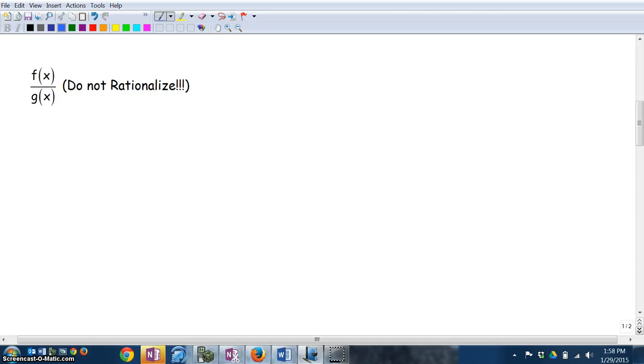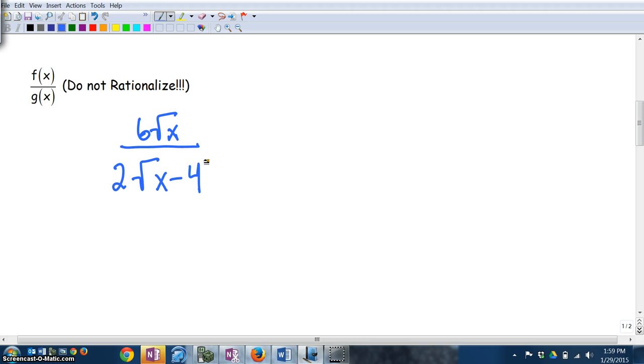Don't worry about rationalizing. So once you bring a fraction into the mix, you have to be careful because you can't have a 0 in the denominator. So it's really important to check that at the end. There might be some other values that we can't include in our domain. So let's put our f of x over our g of x.